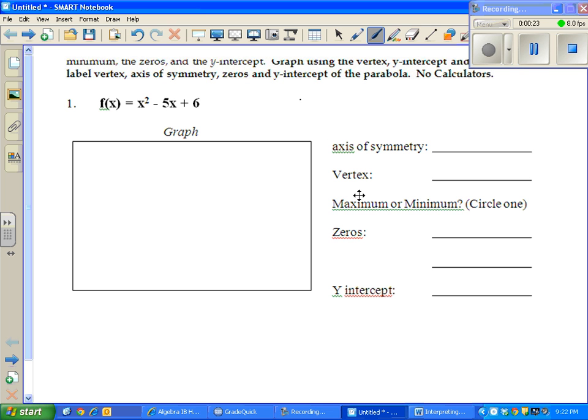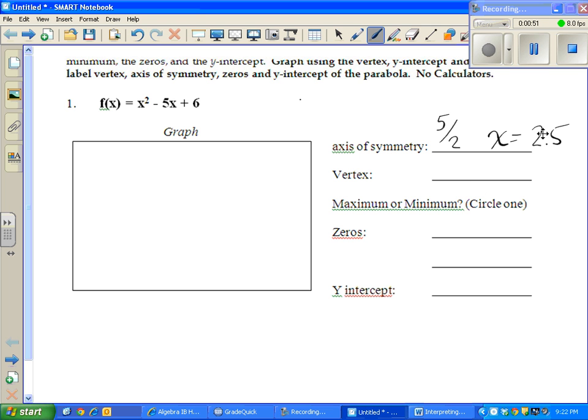Let's take a look at the axis of symmetry first. Here we have A is 1, B is -5, C is 6. So we're going to take negative B, the opposite of B. B right now is -5, so the opposite of -5 becomes +5. So we get 5 over 2 times A. A is 1, so 2 times 1 will be 2. And so the axis of symmetry is x equals 2.5.